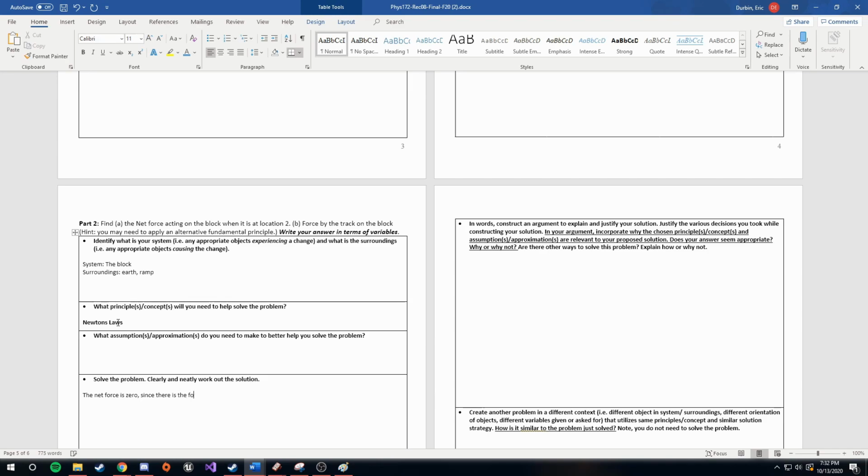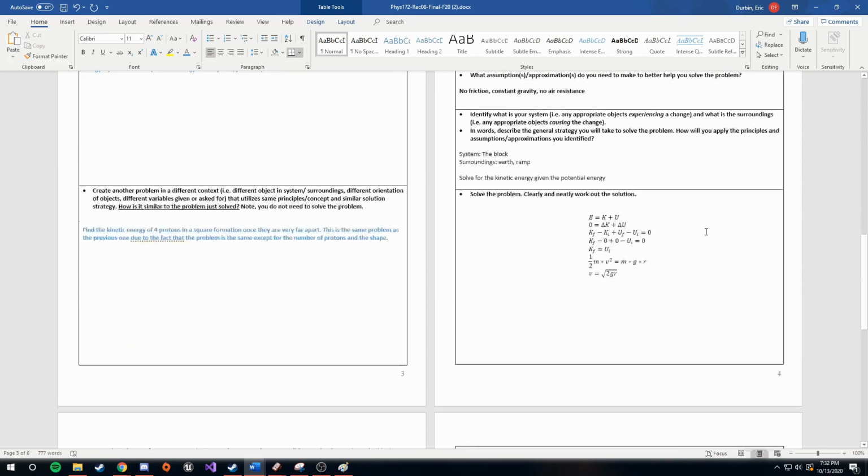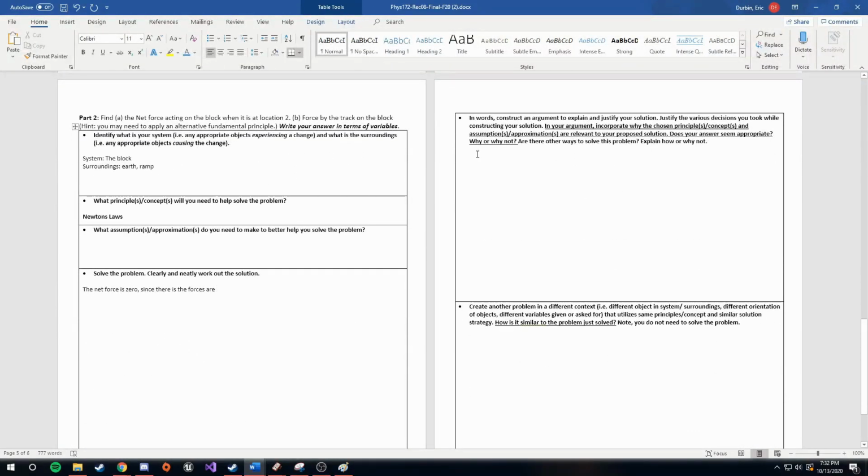Are we sure this is right? Are we sure there's no net force? At the instance of point 2, there are no net forces. There's no other significant interactions with the block.